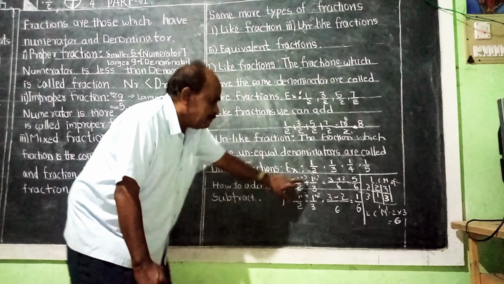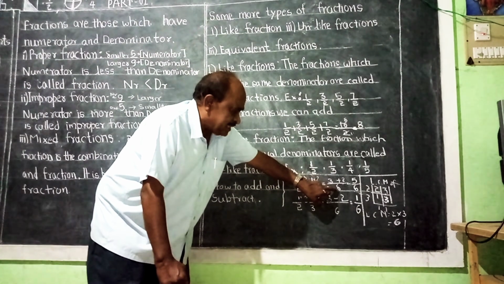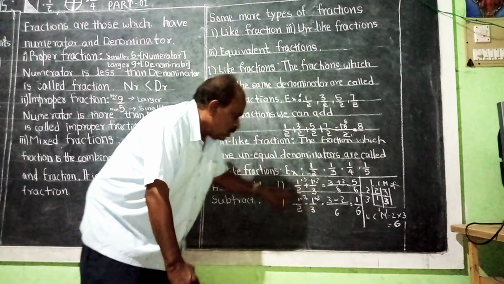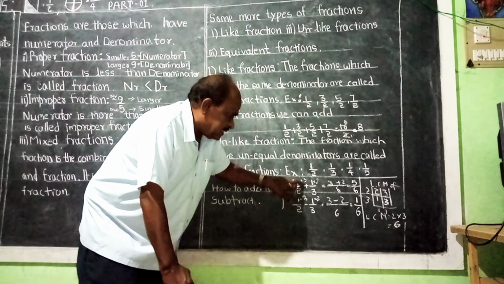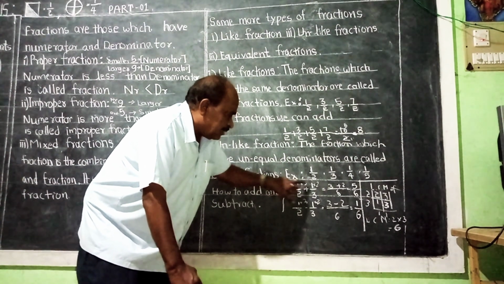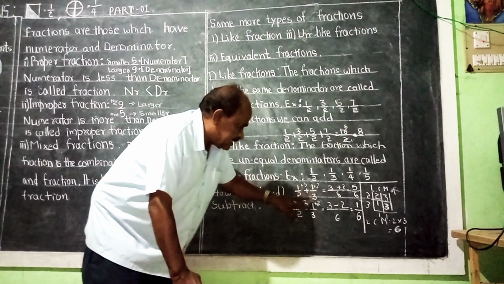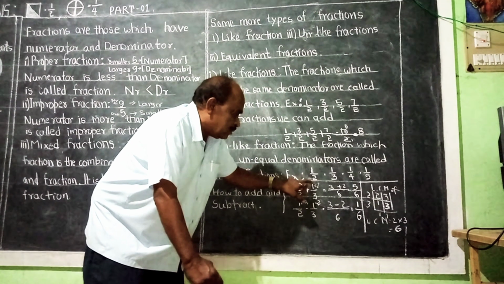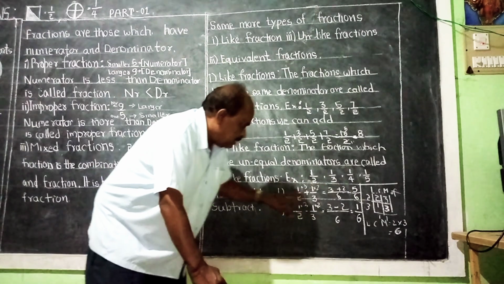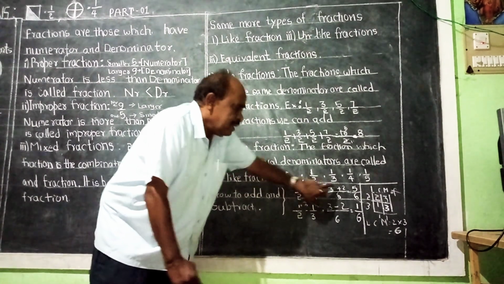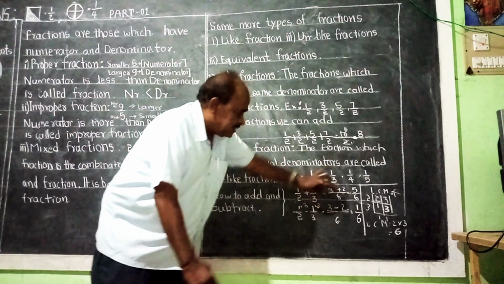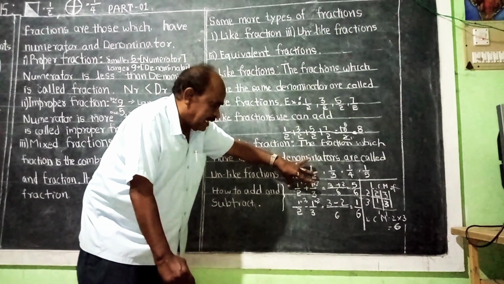Here 1 by 2 plus 1 by 3, the LCM becomes 6. 2 how much is 6? 2 threes are 6, and 1 into 3 becomes 3. Next 1 by 3: 3 how much is 6? 3 twos are 6, and 2 into 1 becomes 2. In between, the sign is plus, so you write plus. 3 plus 2 becomes 5 by 6. This is the addition of unlike fractions.